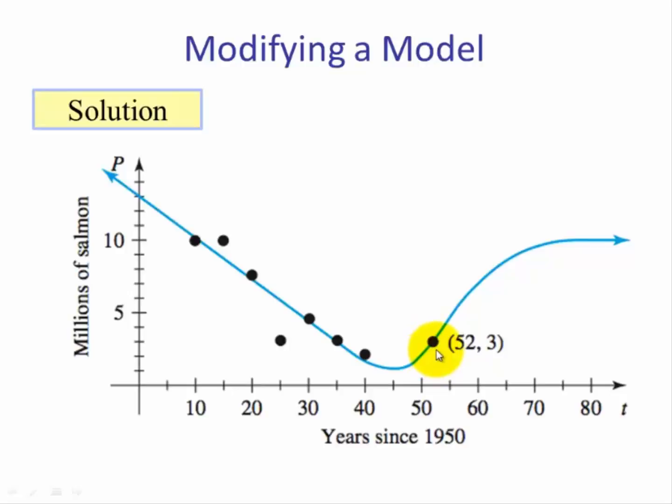And in this example, we wanted the population to level out at 10 million. So here's an example where the population is decreasing, and then it starts to increase, and then it increases till it levels off at 10 million.